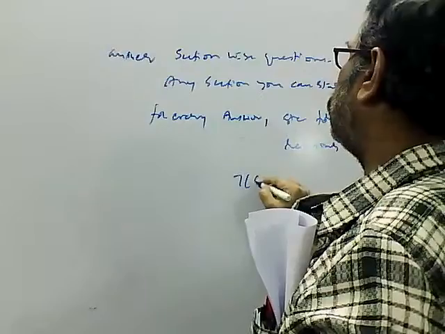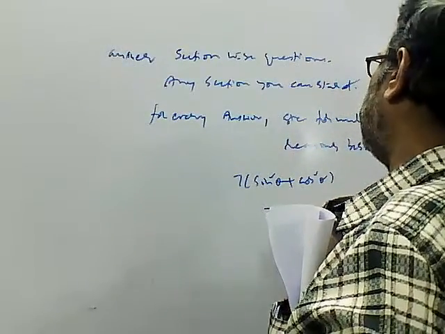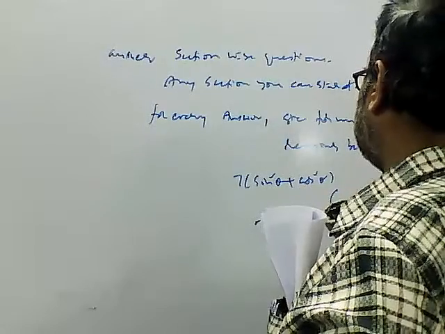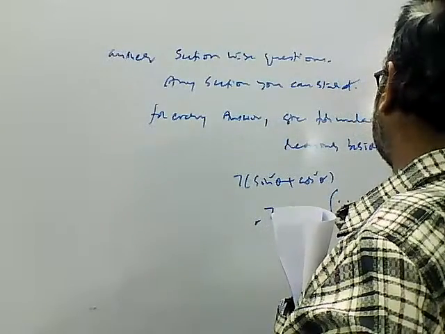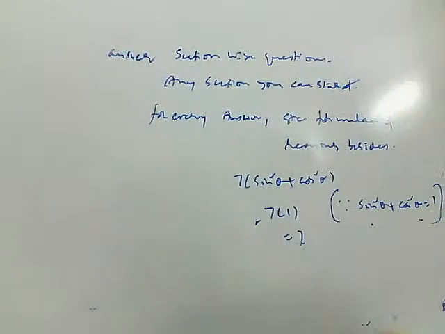Suppose I got 7 into sin square theta plus cos square theta. That you are writing 7 into 1, that is equal to 7 answer. But why? Since you can write like this, sin square theta plus cos square theta is equal to 1. Like this you have to justify the formula. Likewise you have to show.